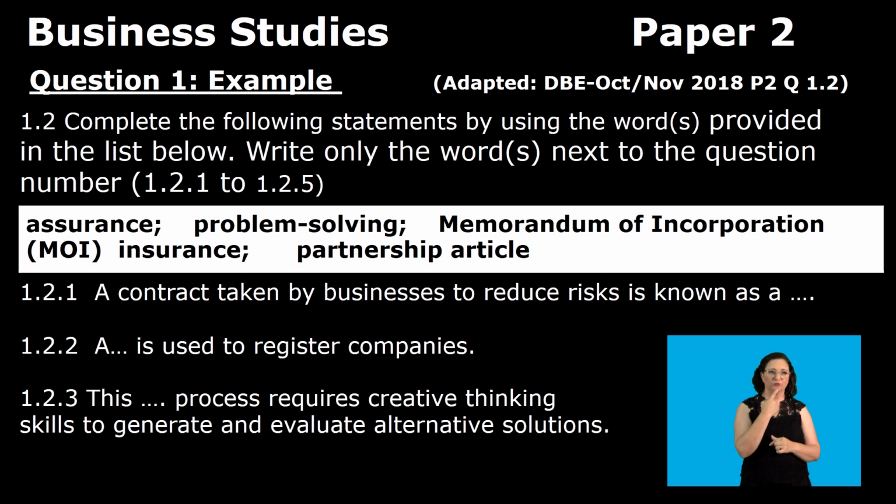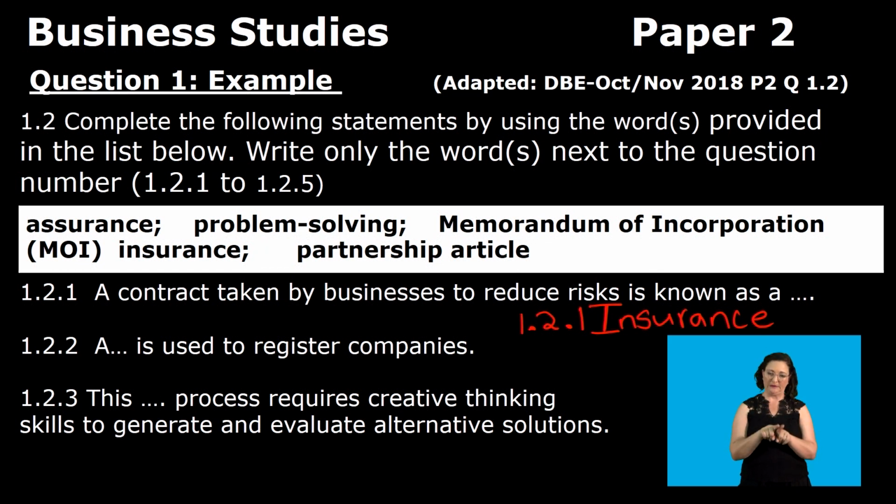Right, is it assurance? Is it problem solving? Is it memorandum of incorporation? Is it insurance? Is it partnership article? So now you've got the answer. I'm hoping you have the answer. You write 1.2.1. What do you think is the correct answer? All right, so the correct answer is insurance. You write the word insurance. That is the correct answer. Remember the instruction says write only the word next to the question number. That's what we've done.